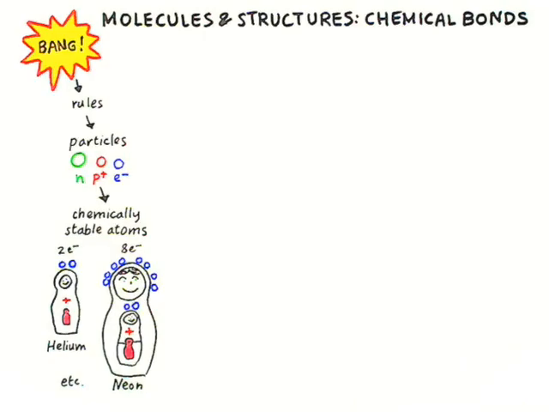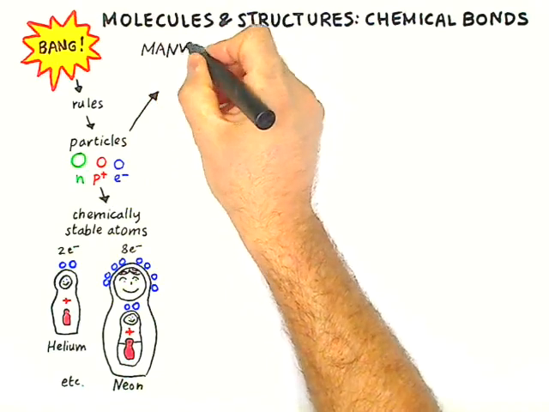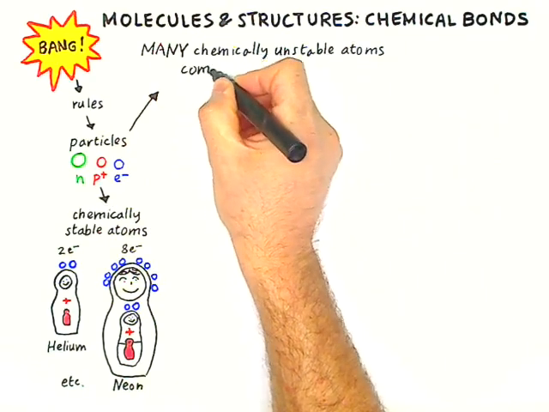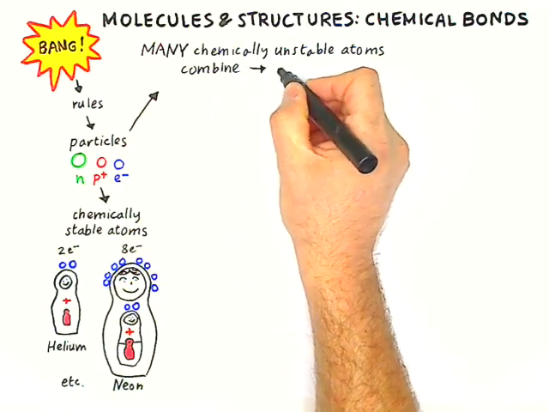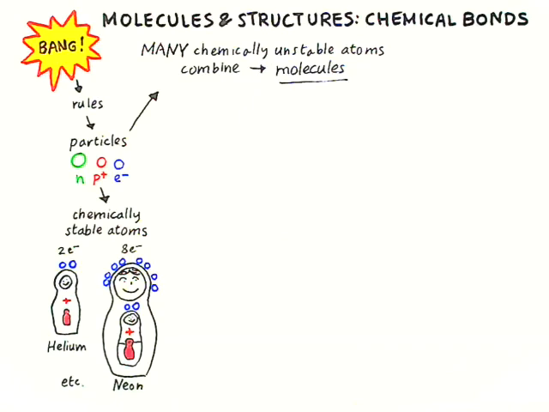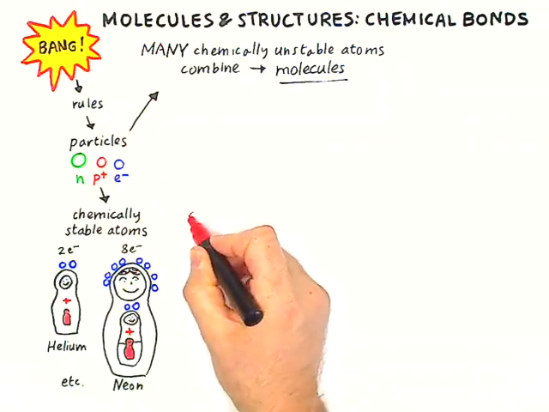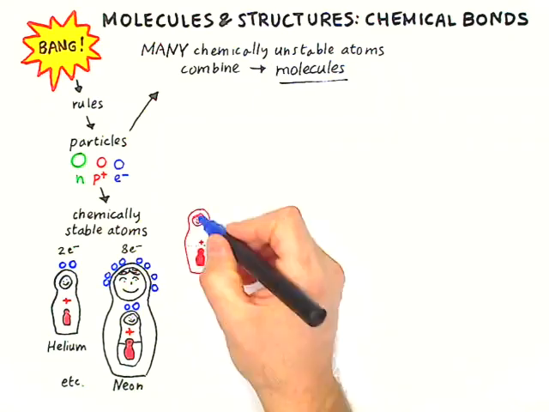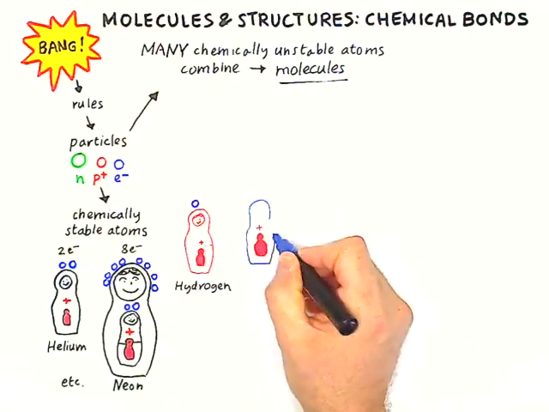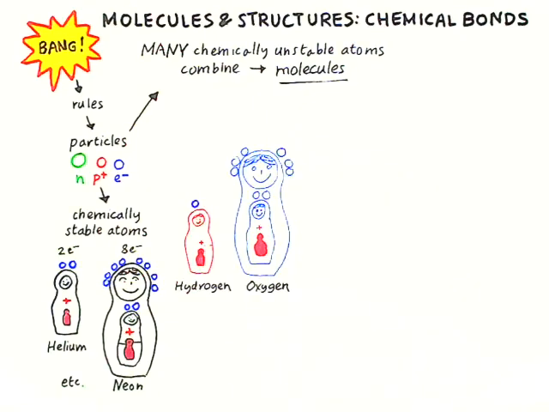They are an exception. Indeed, most particles gave rise to chemically unstable atoms, which, to obey the Big Bang rules, had to combine to create molecules and chemistry. Here is the smallest imperfect atom of them all, hydrogen, with only 1 electron. If only it could have 2. And here's another one, oxygen, with 6 electrons. If only it could have 8.